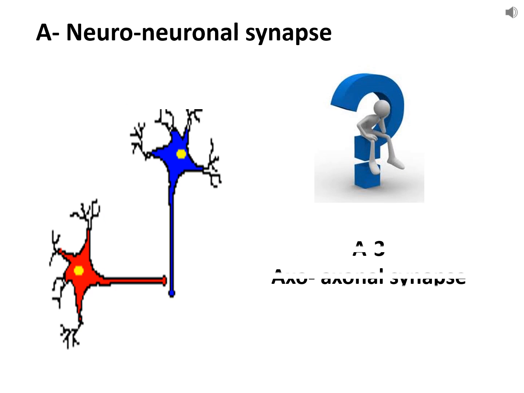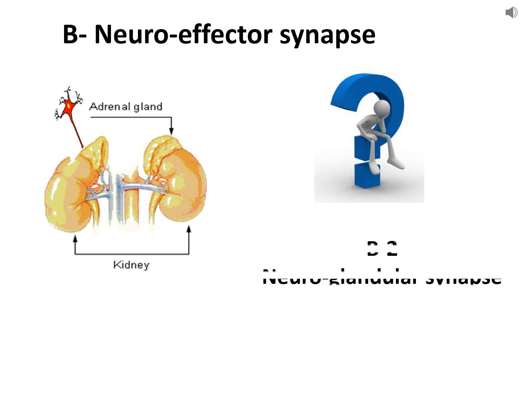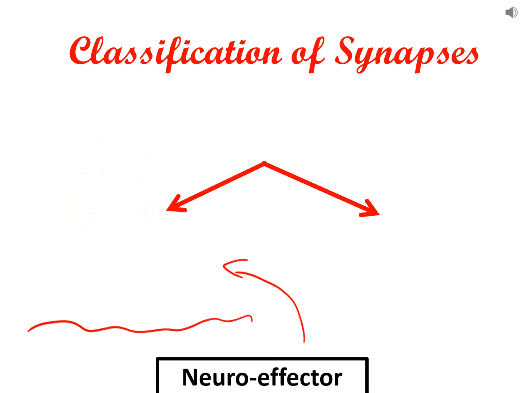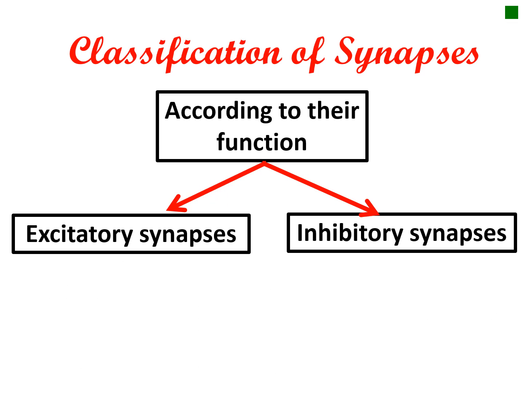axosomatic. Between, for example, two axons, it's called an axonal synapse. Neuroeffector may be between a neuron and a muscle, called the neuromuscular endplate, also called the motor endplate. We also have the neuroglandular synapse, between a neuron and a gland. So either neuromuscular, as we said, called the motor end plate, or neuroglandular synapse. According to their function, we have excitatory synapses and inhibitory synapses.